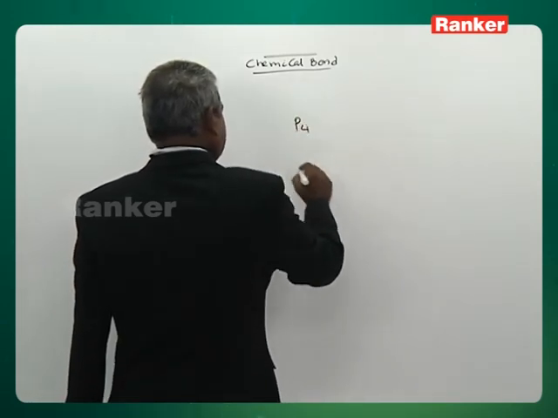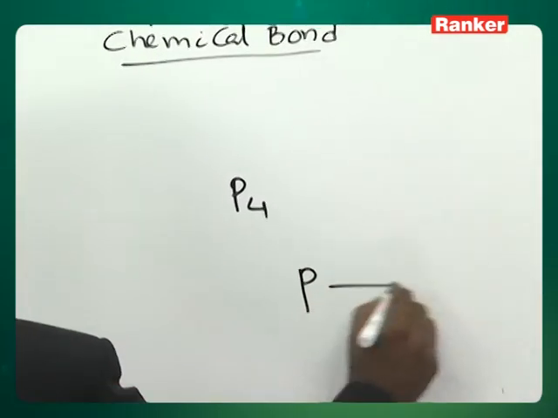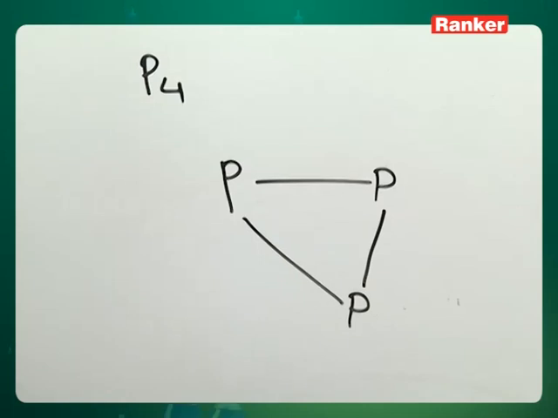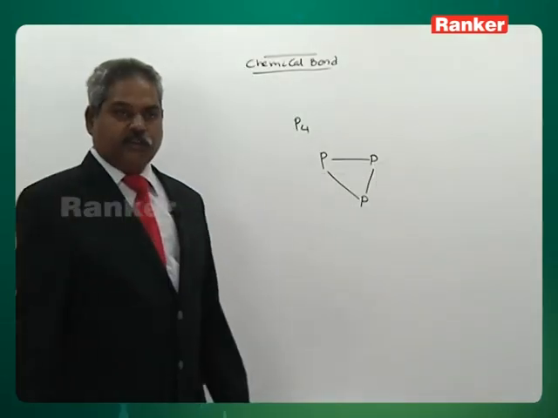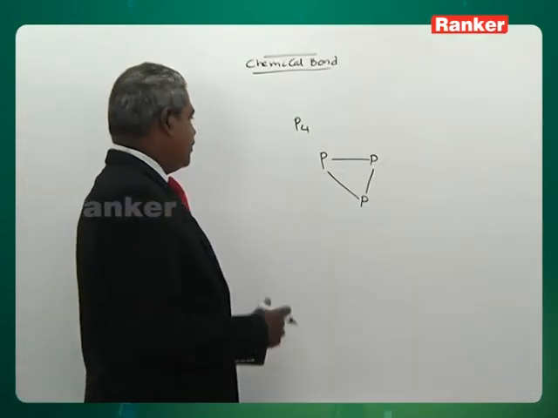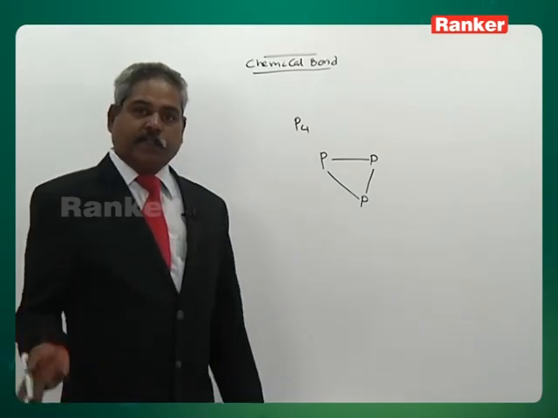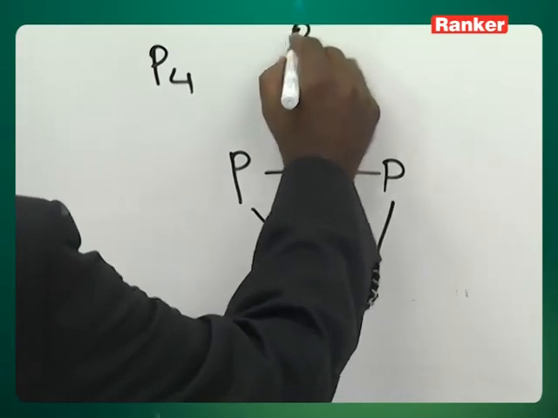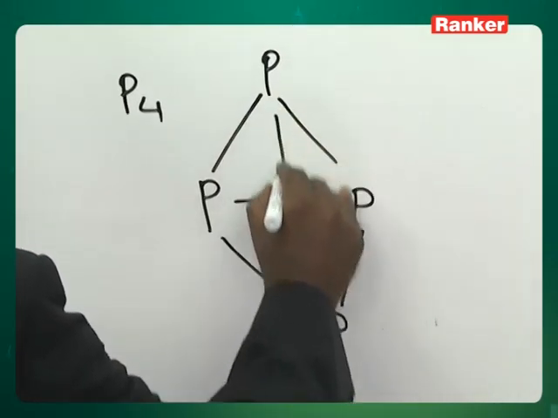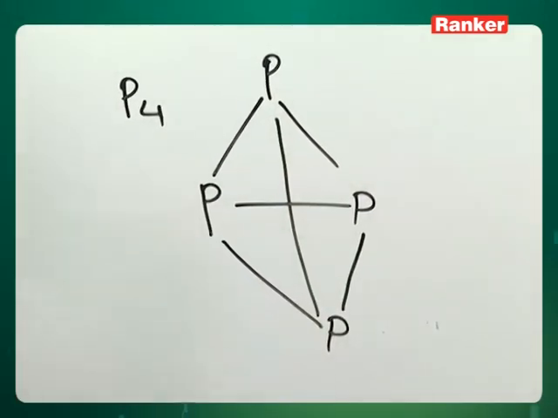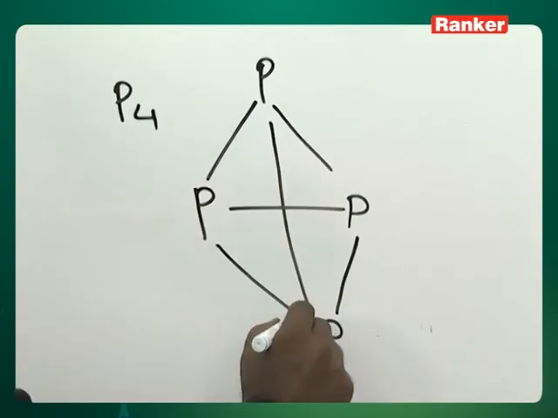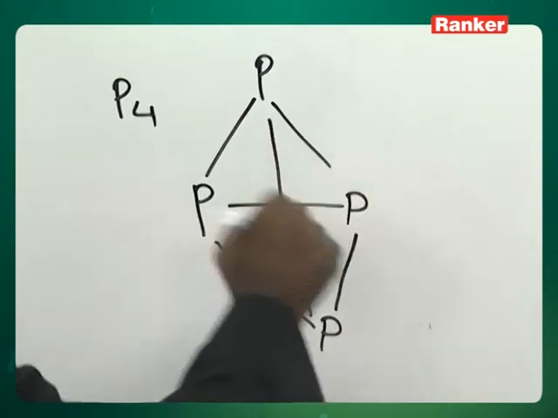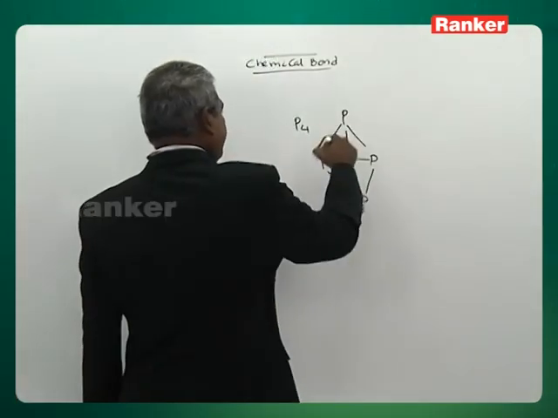P4. What do you know about P4? It is an elementary state. It is not combining with anyone. All four are phosphoruses, so there may be one bond or two bonds or three bonds, but all of them are between phosphorus. Each phosphorus should form three bonds: 1, 2, 3. But all are P-P bonds.